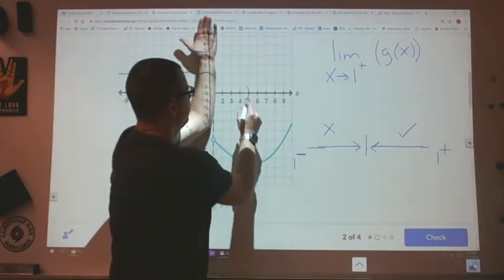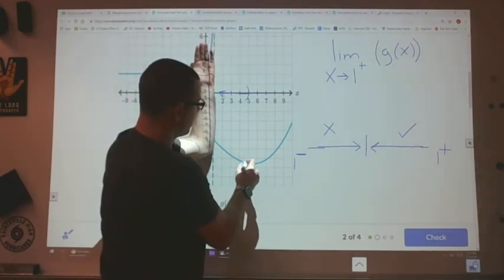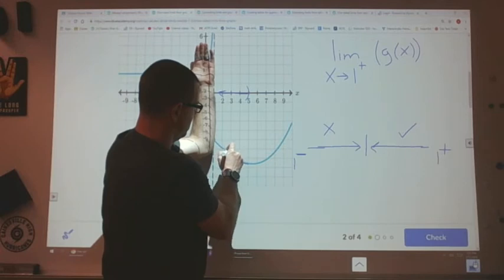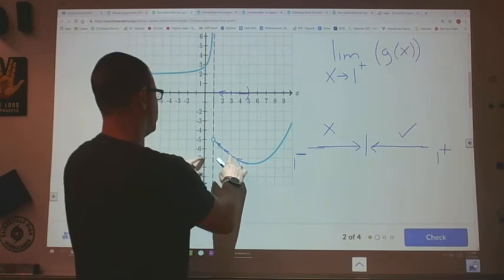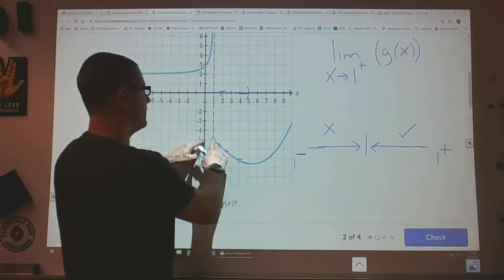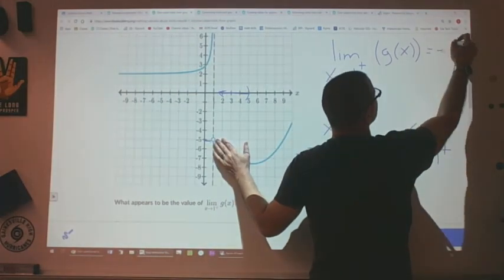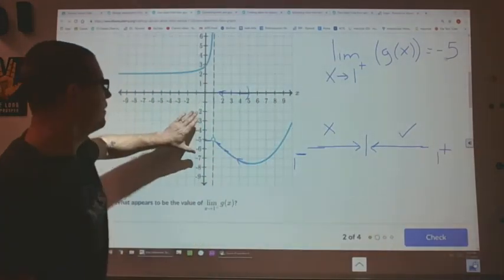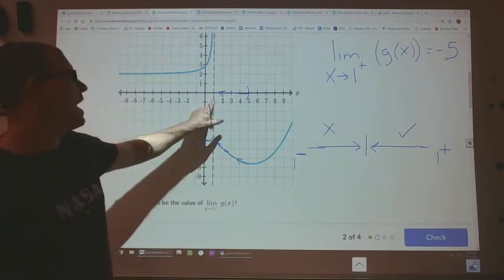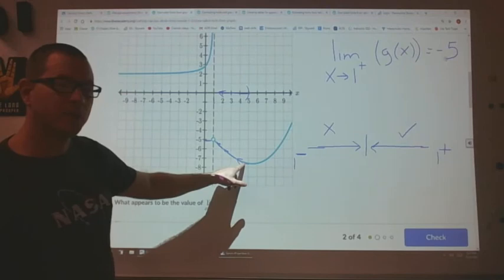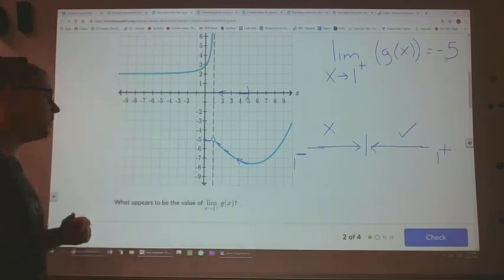I'm going to go out and say, okay, if I start moving in towards that value that we are interested in, what's my graph doing? So here, negative 7-ish. The closer I get to that value, the closer I get to negative 5. That's my limit from the right. This is the value that I expect the function would have at 1 using values from the right and getting closer to 1 to try to approximate it. In this case, just negative 5.